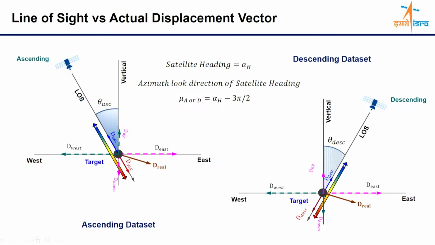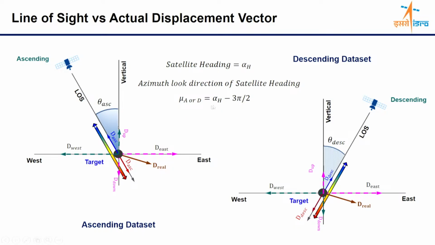Here I have mentioned that the satellite heading is also there, denoted by alpha h. Satellite heading is nothing but the angle of the satellite trajectory with the north direction. North direction here is mentioned in the horizontal direction. So how much angle it makes with the north is called the satellite heading.